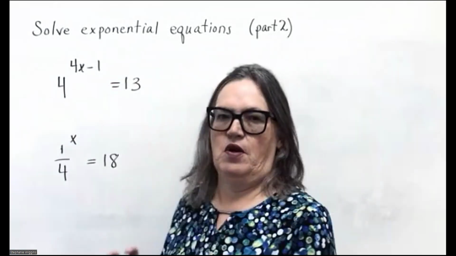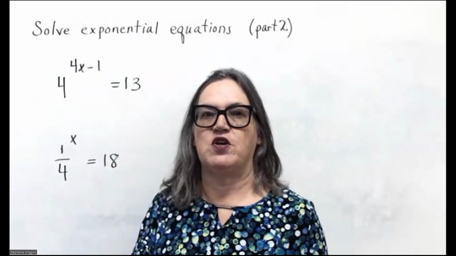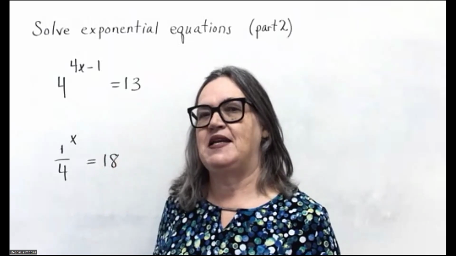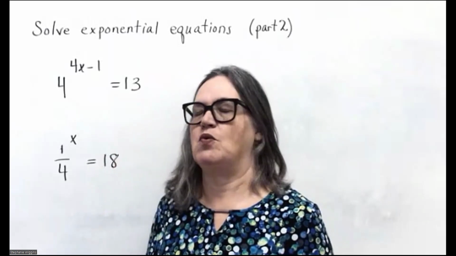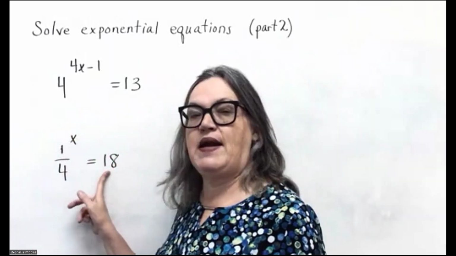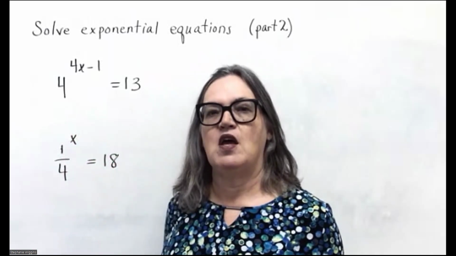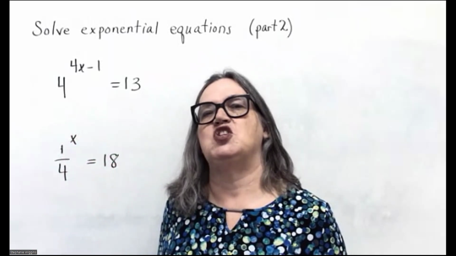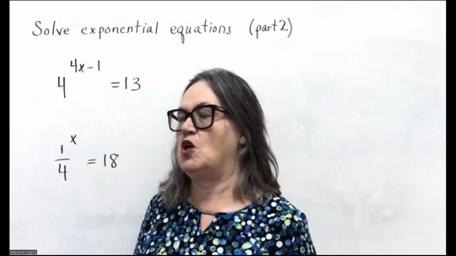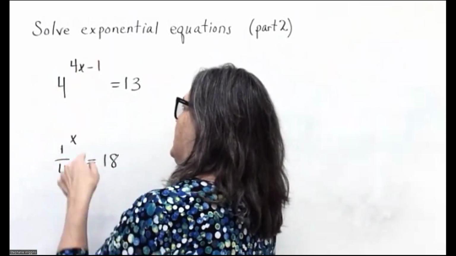These are different. 13 cannot be written as 4 to some power that's obvious to us. It can, but it's probably some decimal number that we're not familiar with. Similarly, if this were a 16, I could write it as 4 squared, but it's not. So what you do in this situation is take the natural log or the common log of both sides. I'm going to use the natural log, so we can get the variable out of the exponent.